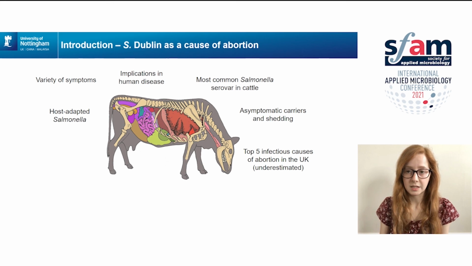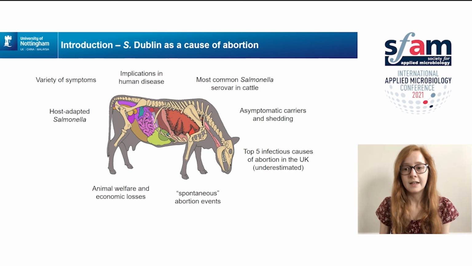These are so-called spontaneous abortion events because they occur without the dam presenting any clinical signs preceding the abortion. Abortions incur economic losses via the necessity of veterinary treatment for the dam and her subsequent reduction in productivity, either in her ability to become pregnant again or a reduction in milk production.